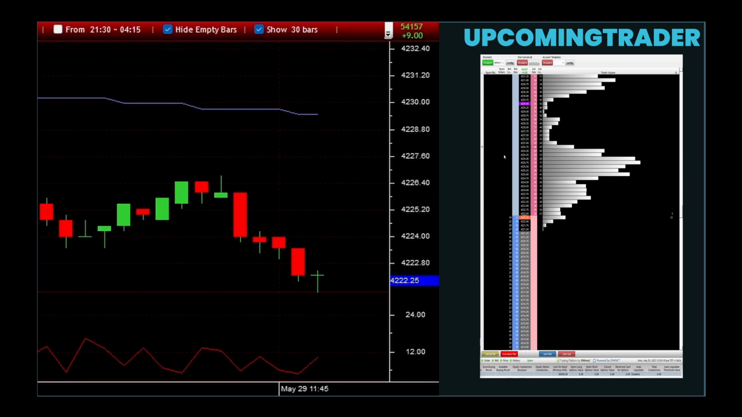In addition, the concept of support and resistance plays a big role in understanding the order book. Each price level in the order book shows how many shares are available to buy or sell at that level.